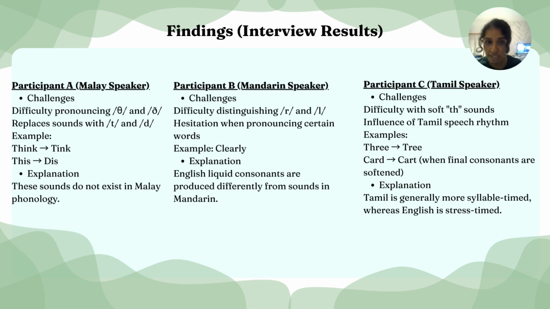Next, participant B, a Mandarin speaker, reported difficulties distinguishing between the English R and L sounds. They mentioned that these words can be challenging to pronounce accurately, and this reflects the difference between Mandarin and English sound systems. Participant C, a Tamil speaker, experienced difficulties with TH sounds as well and noted that Tamil influences the speech rhythm. For example, three may occasionally be pronounced as tree. The participant also mentioned that the final consonants may become more softened. So when they want to pronounce card, they say car.